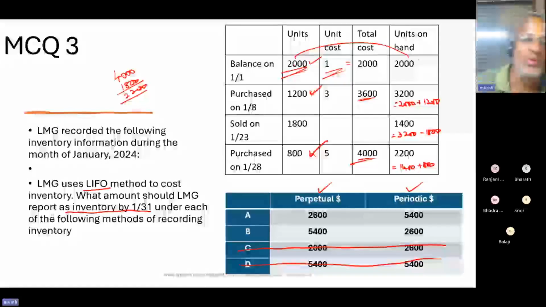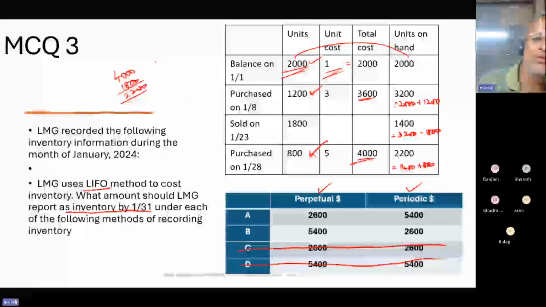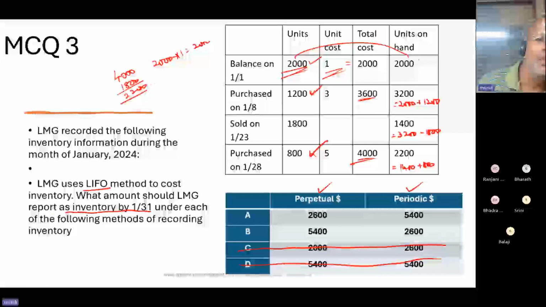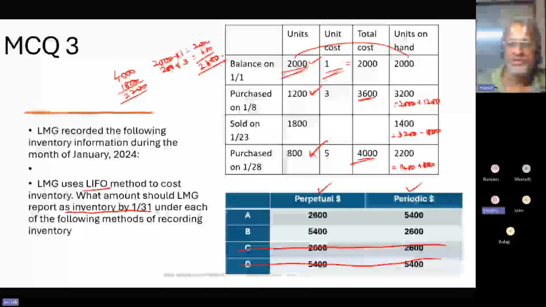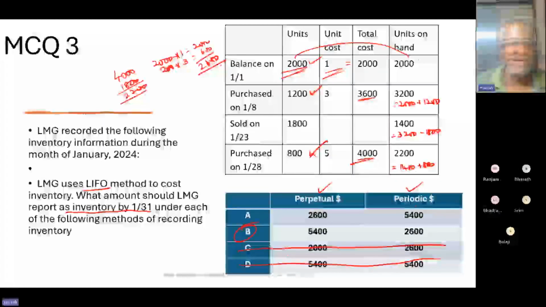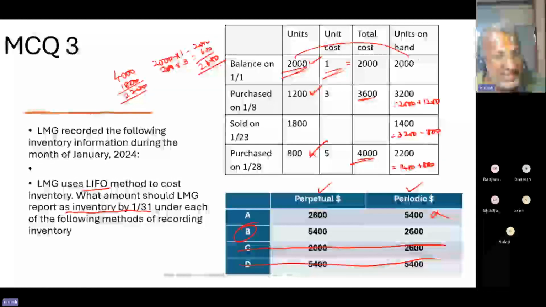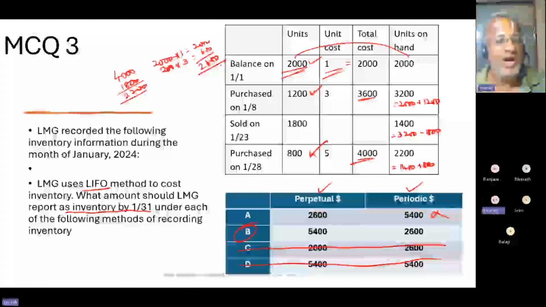The earliest one would be this opening stock. So it is 2,000 into 1, 2,000. Another 200 I have to pick up from the next purchases of 3, so it is 600. So 2,600 should be my closing stock. So it is B. B is the correct answer. A is not correct. Now you can understand how you can eliminate C and D, how you can push through that B is the correct answer.